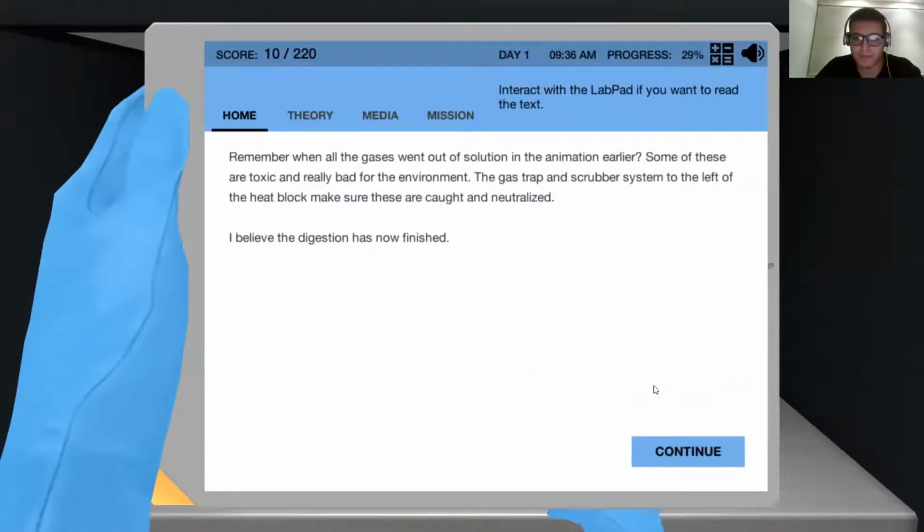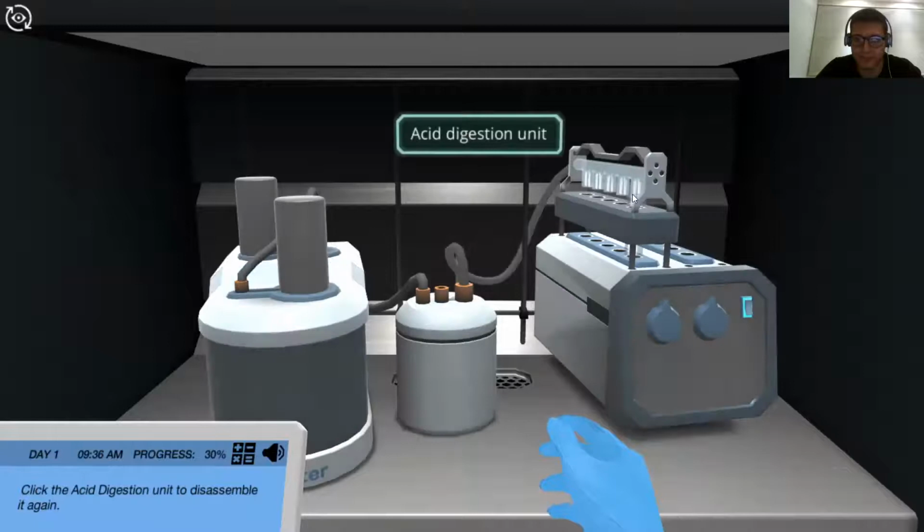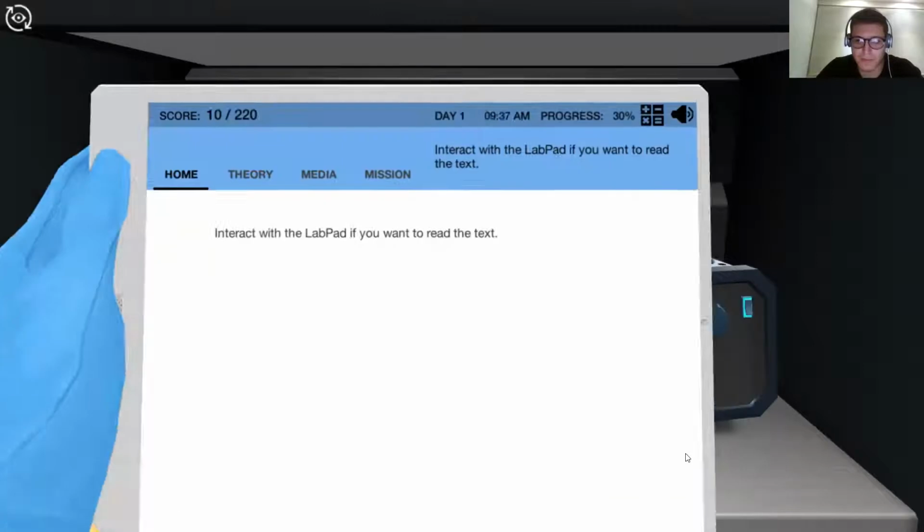Remember when all the gases went out of solution in the animation earlier? Some of these are toxic and really bad for the environment. The gas trap and scrubber system to the left of the heat block makes sure these are caught and neutralized. I believe the digestion has now finished. Click the acid digestion unit to disassemble it again. You should now allow the Kjeldahl digestion tube to cool to room temperature before touching it. Let's speed up time again for just 30 minutes instead of waiting.